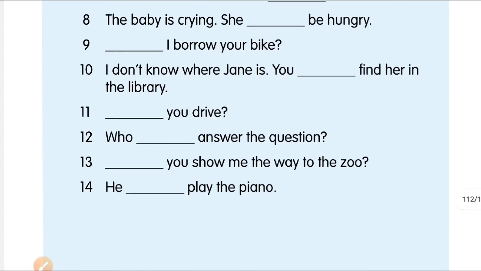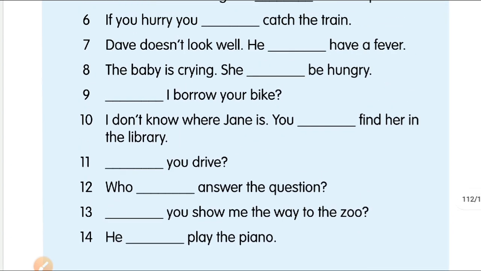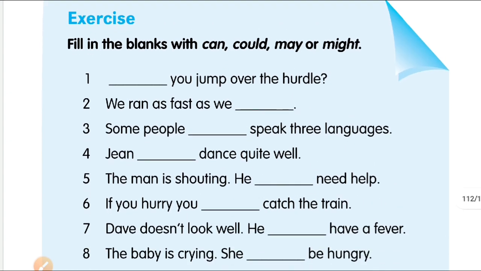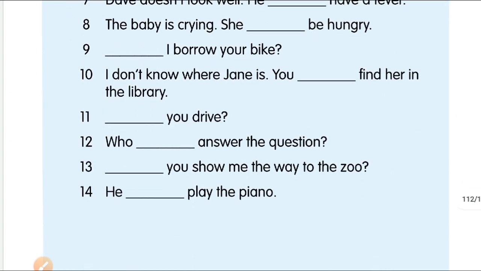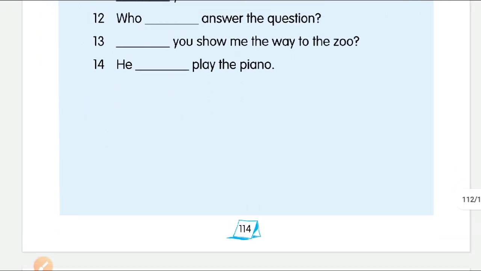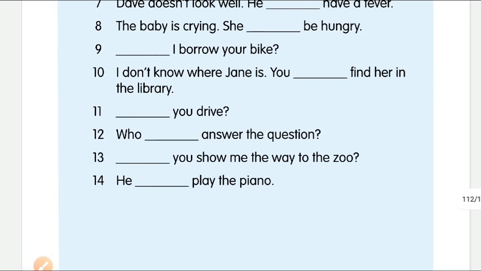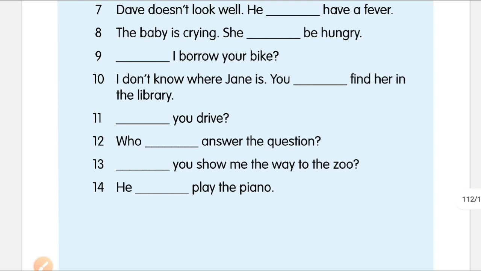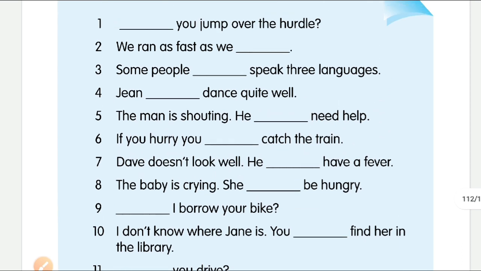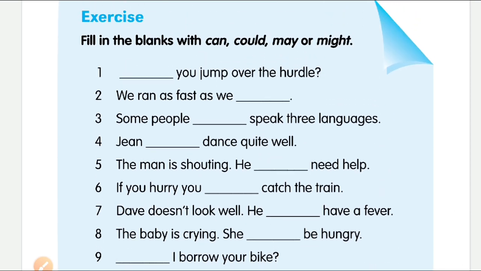So this is all about using could, might, can or may. I am giving one more example here. He does the piano. He can play the piano. Who does answer the question? Who? Yes, this is the one question. Who can answer the question? After any doubt, we are asking who can answer these questions. Like that, it depends upon the capacity and the probability, chances. We use can, could, may, and might.